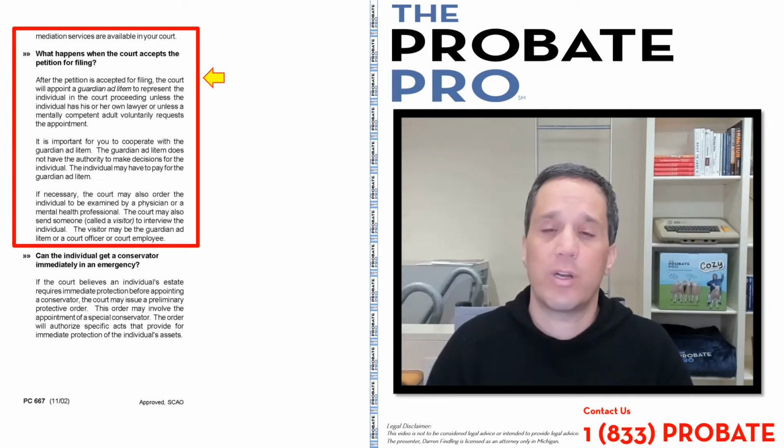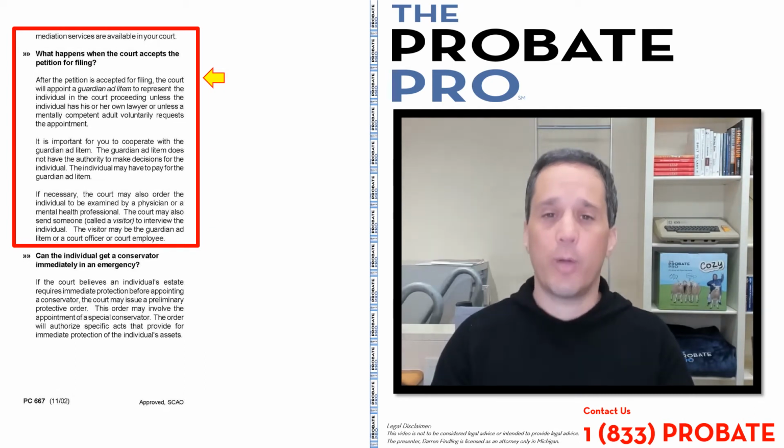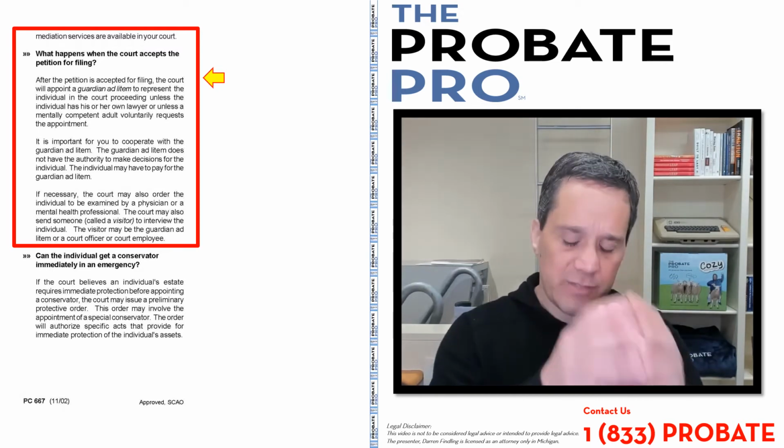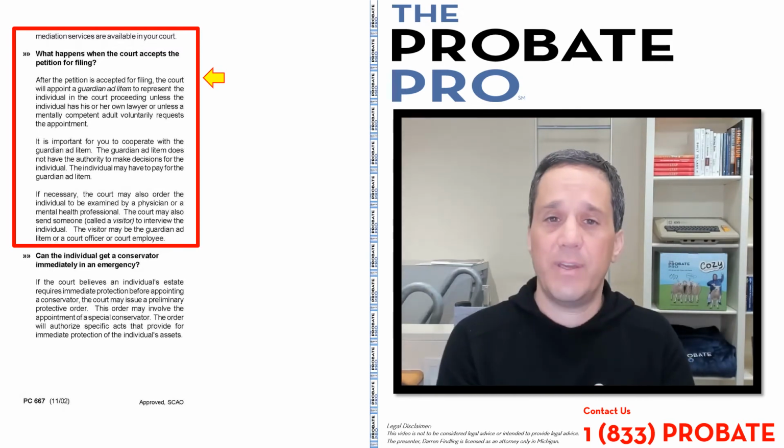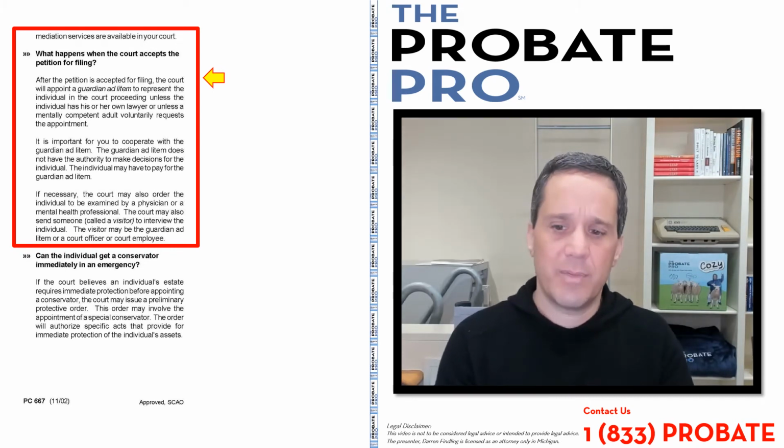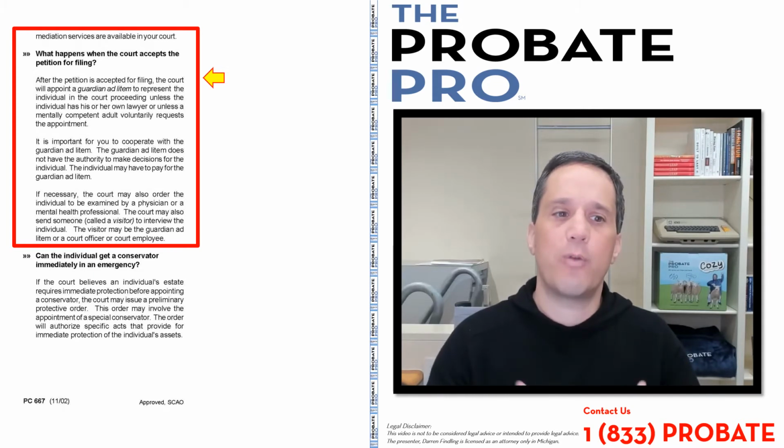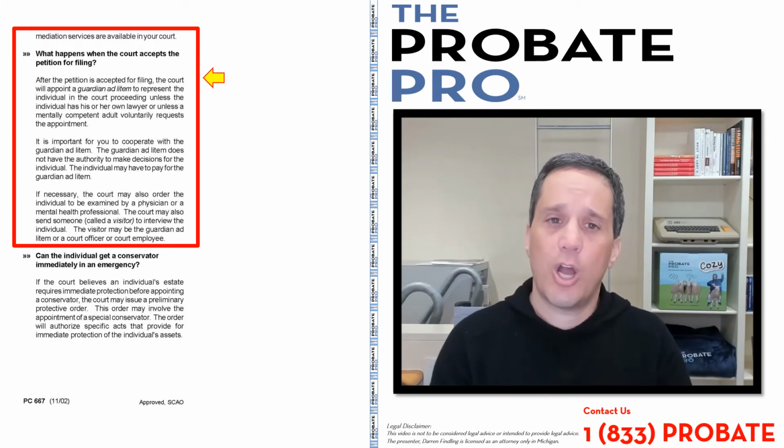What happens when the court accepts the petition for filing? Well, with all petitions, it is filed. There's a requisite filing fee paid. Generally, the court is going to appoint what's called a guardian ad litem. This is a person appointed by the court to review and represent and investigate the circumstances going on around the petition for appointment of conservator.